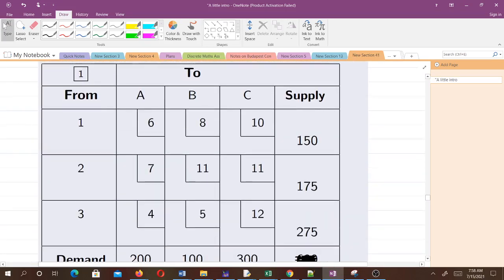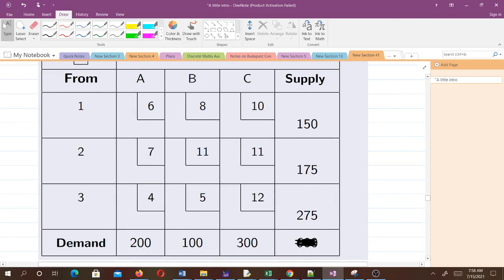With the same problem, if you are to use the least cost method to get the basic feasible solution, we ask ourselves, out of all the costs here, which of them is the least? You can see that it is 4. So we come to 4 and ask ourselves, what is the maximum we can put here? The maximum we can put here is 200 because of the demand here. This is 275, but when you put all the 275 here, the demand here will be violated. So we'll put all the 200 here.